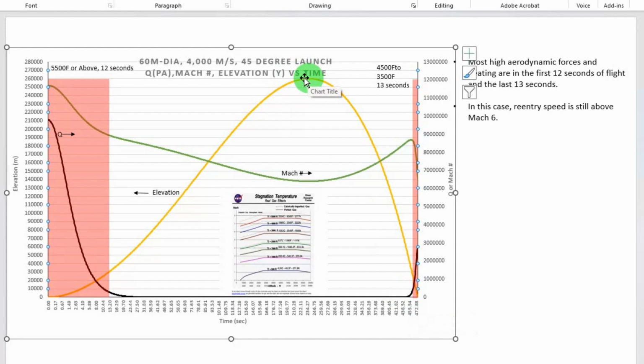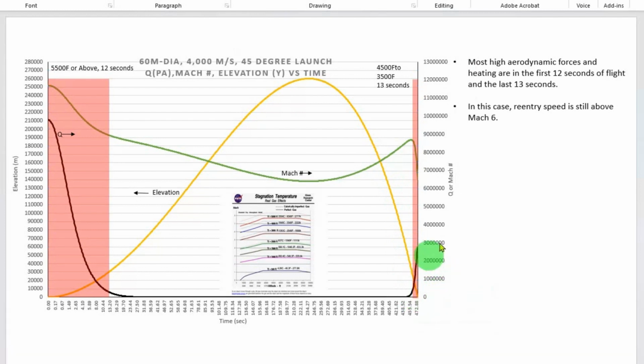So you see here, this is the peak. It re-enters like this. From that point on, you start to get into the denser atmosphere, and then the Q, the black line, goes back up to a max of around 3 megapascals as it's re-entering.